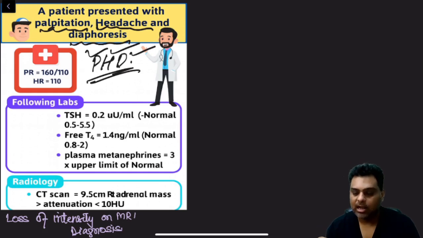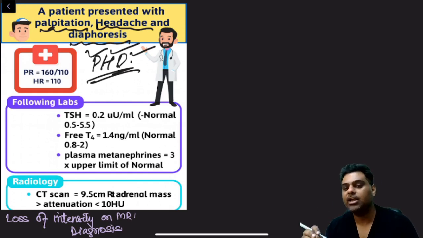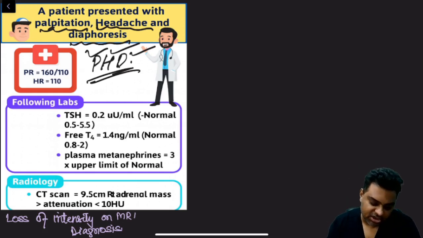So the thought comes to your mind immediately that this is pheochromocytoma. Whenever there is palpitation, headache, diaphoresis, you start thinking of pheochromocytoma. But this is what you have to understand. You have to keep control on your nerves. Just by looking at something, don't go to the diagnosis. Now, second thing is, what are the physical findings?